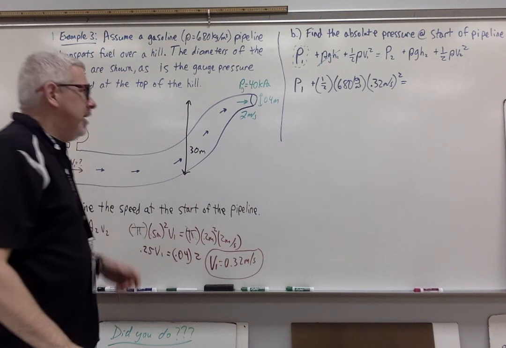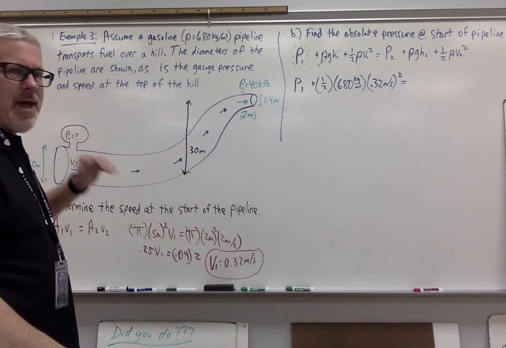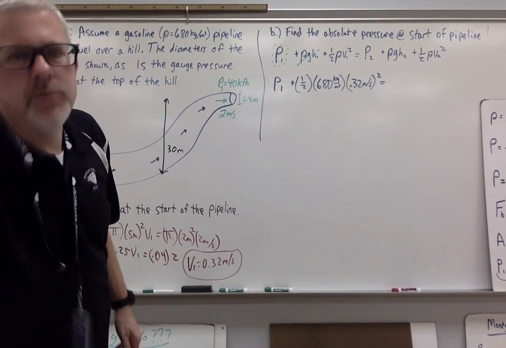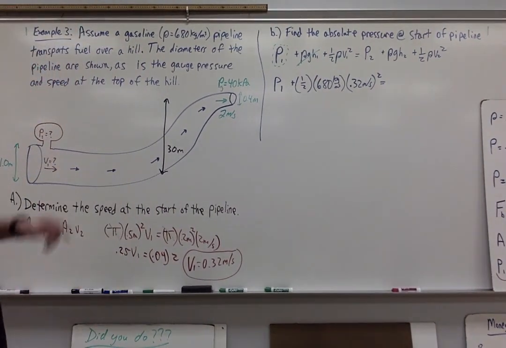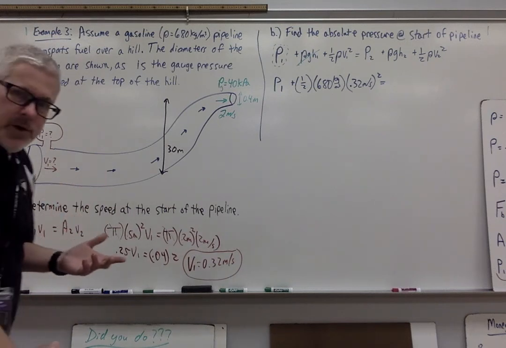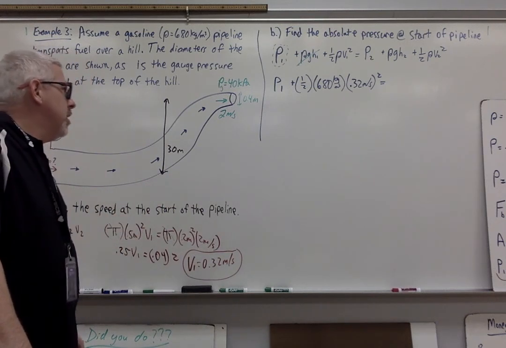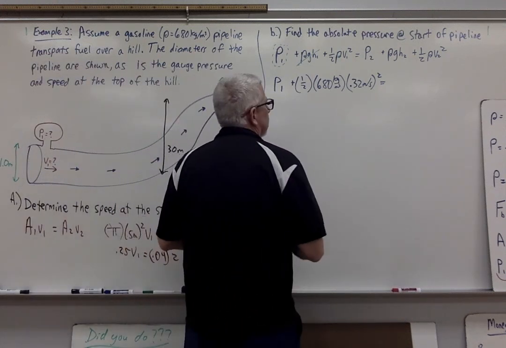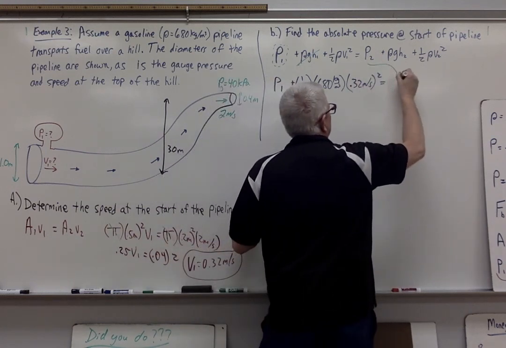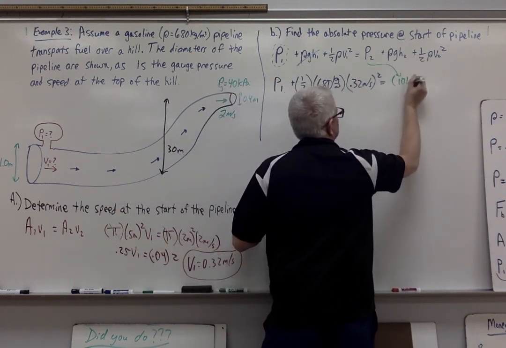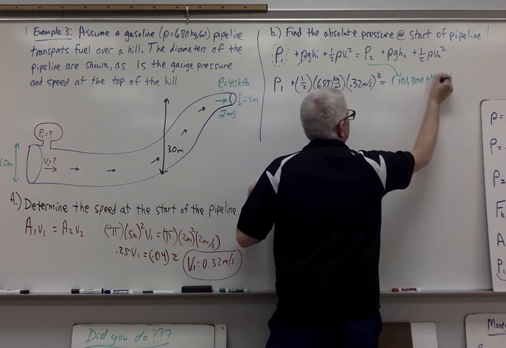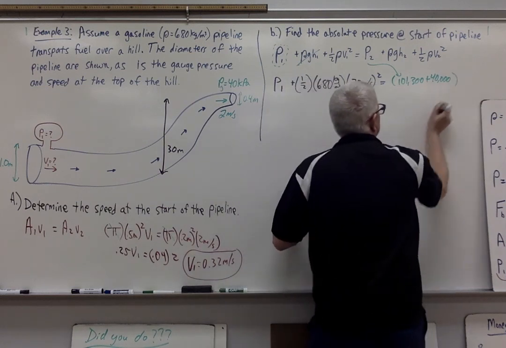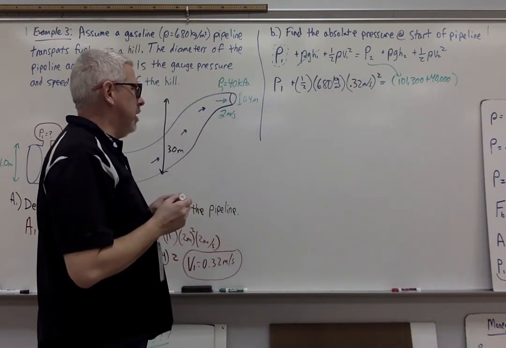What we need to think about is whenever we're doing these calculations, we have to think about absolute pressure. So in this particular case, I need to figure out what that is. Well, atmospheric pressure, according to your textbook, is 101,300 pascals. So we're going to say this is 101,300 plus 40,000, because 40 kPa, kilopascals, is 40,000 pascals. So that's going to be 141,300.